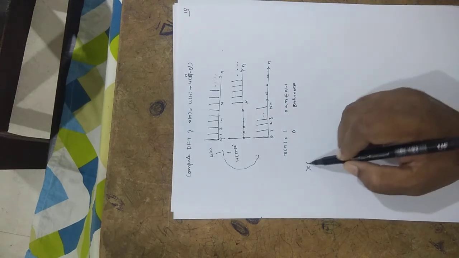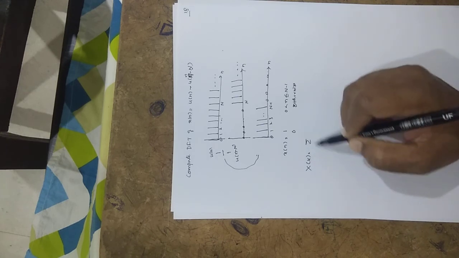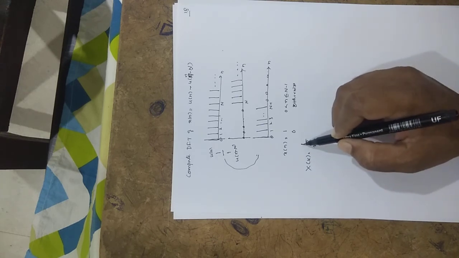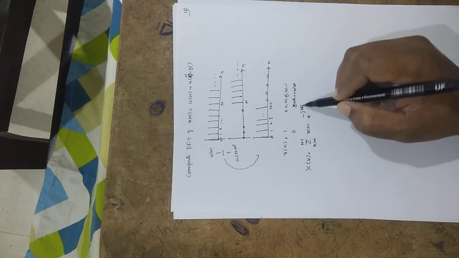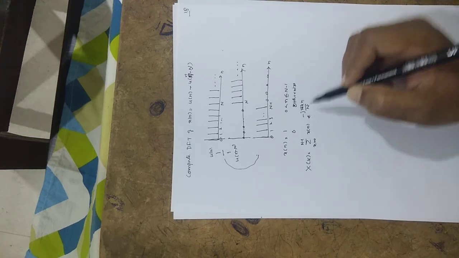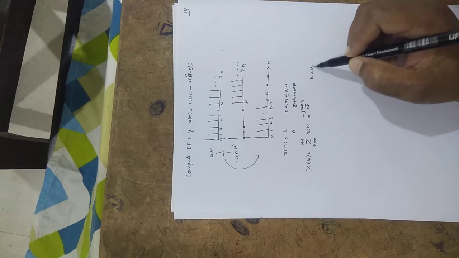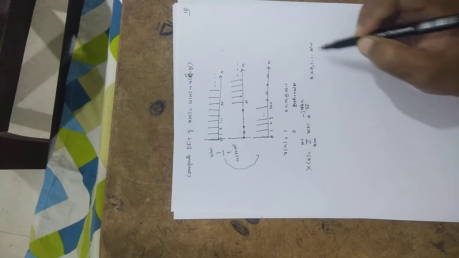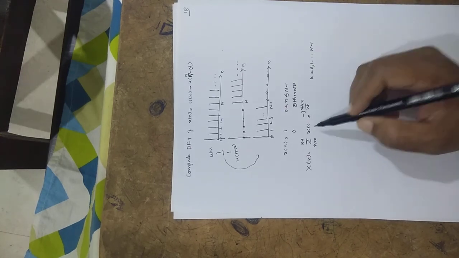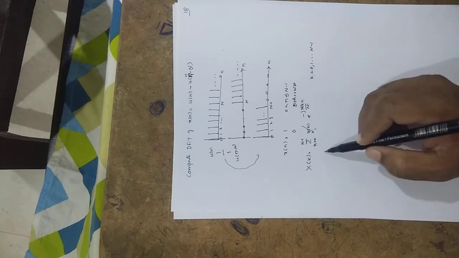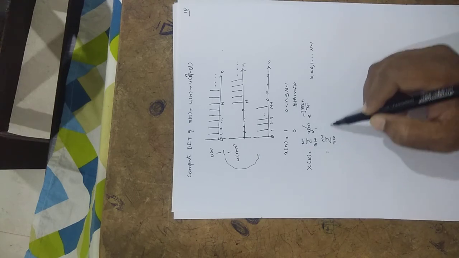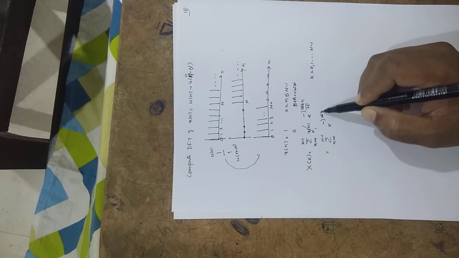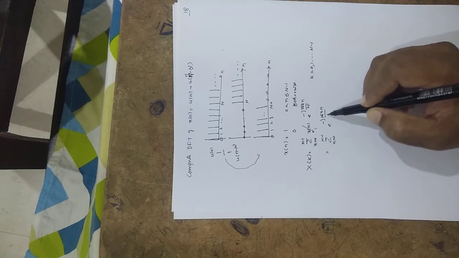Then find the x of k. It is the summation n equal to 0 to n minus 1 of x of n e to the power of minus j 2 pi kn by n, with k ranging from 0, 1 up to n minus 1. X of n value is 1, as given. So this will be just the summation of e to the power of minus j 2 pi kn by n.